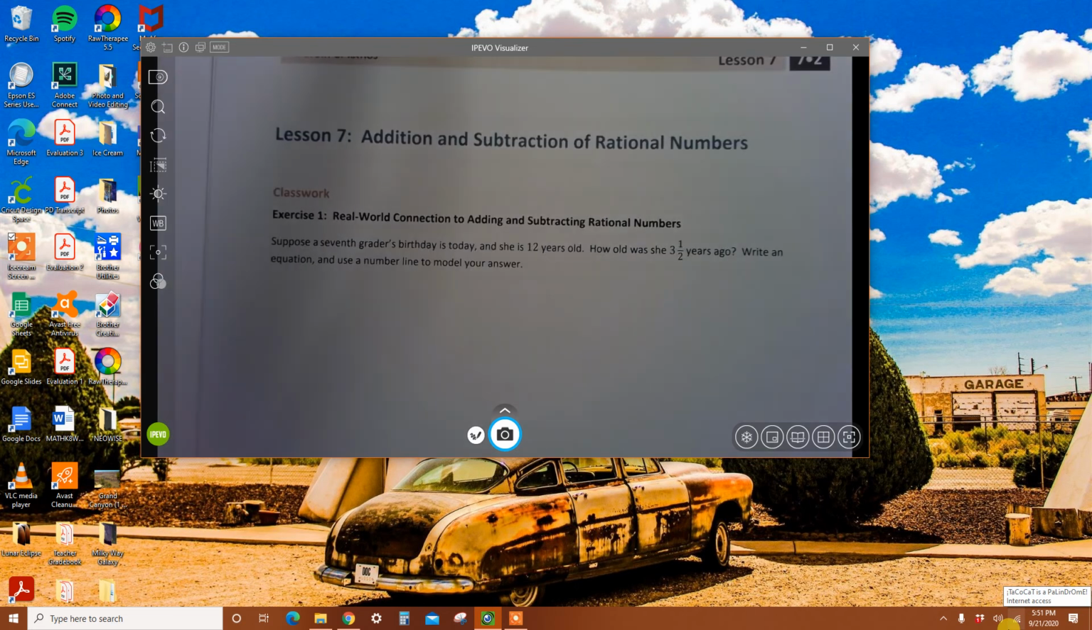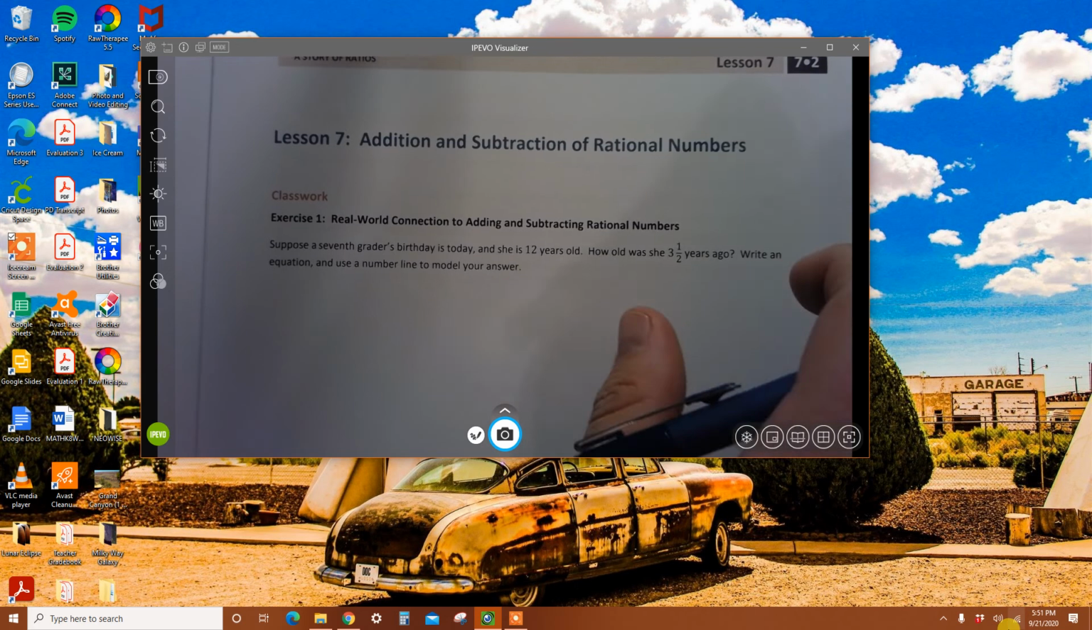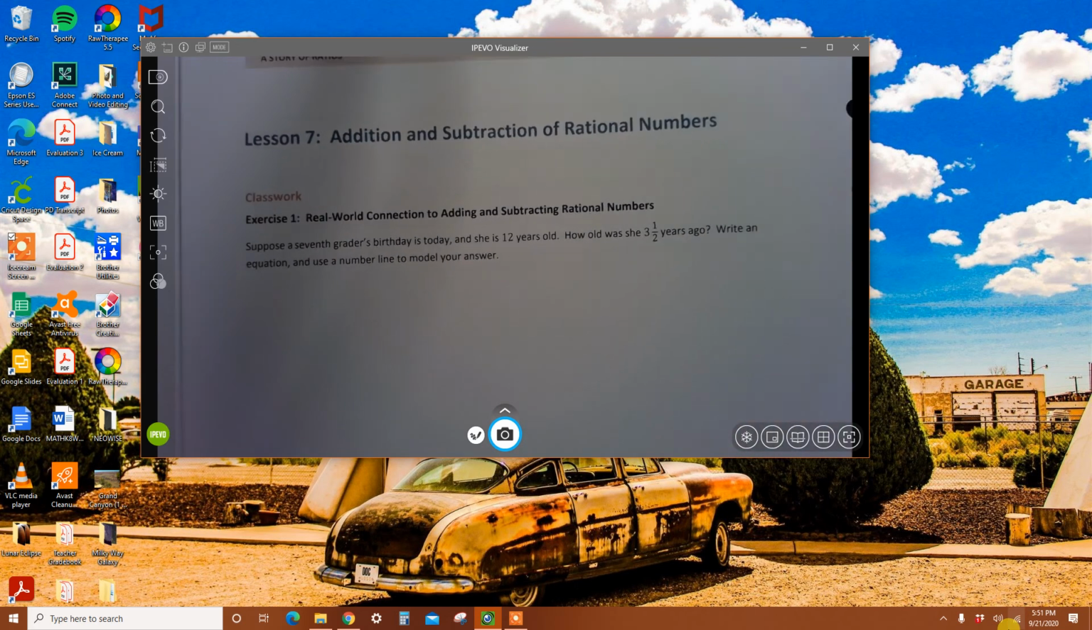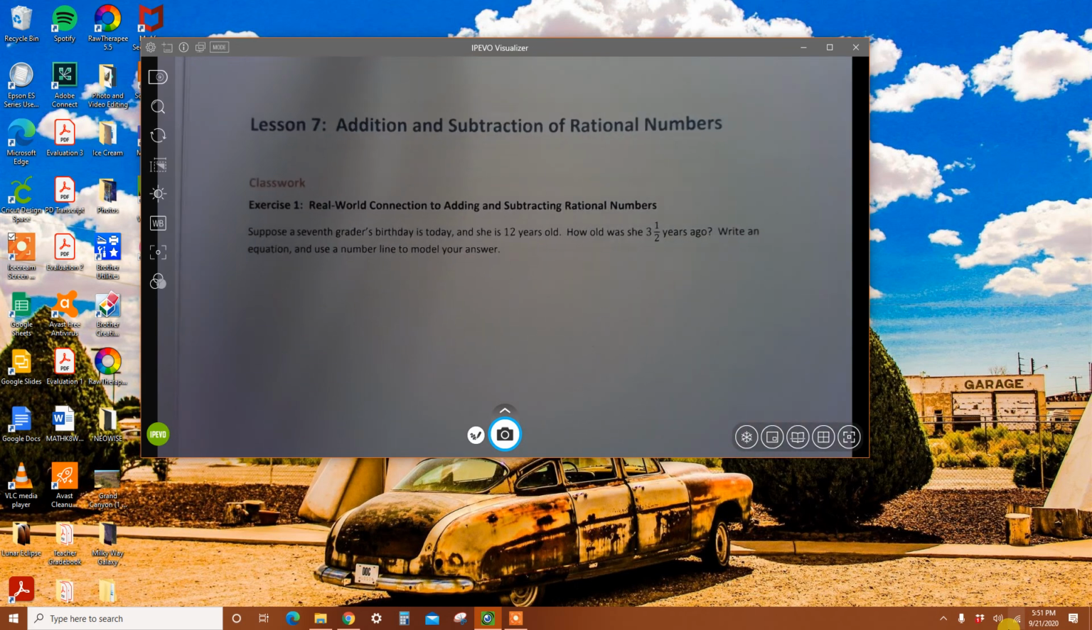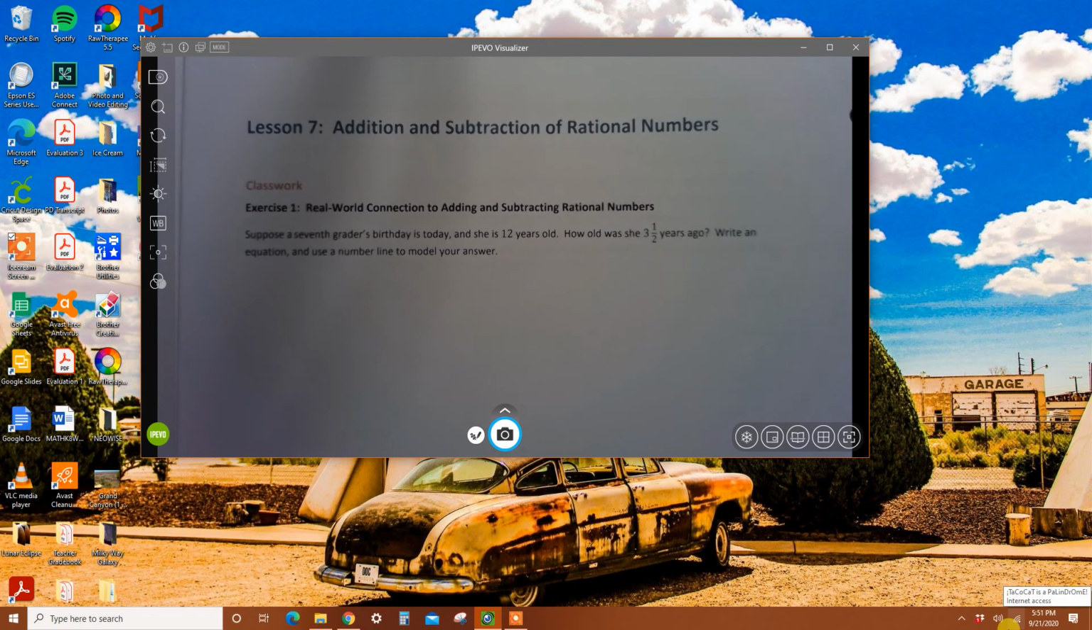Yay, math! It's time for lesson 7. Addition and subtraction of rational numbers. Ta-da! We are in exercise 1, the real-world connection to adding and subtracting rational numbers.